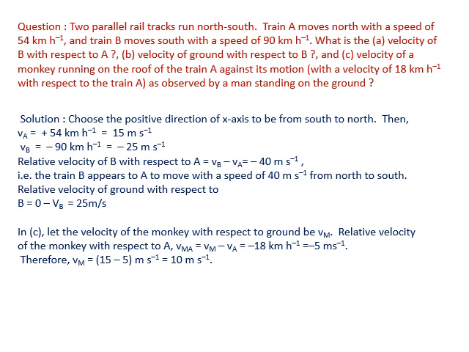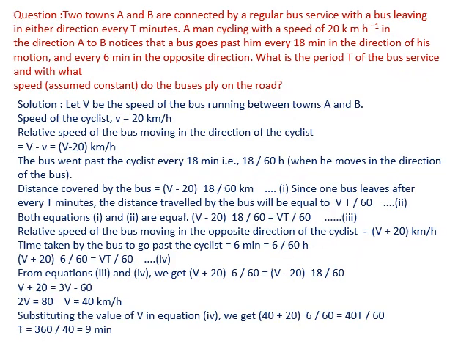For the third part, let the velocity of the monkey with respect to ground be Vm. Therefore, the relative velocity of the monkey with respect to A will be Vm minus VA. And by putting values, you get minus 5 meter per second. Therefore, Vm will be equal to 15 minus 5. That means 10 meter per second.